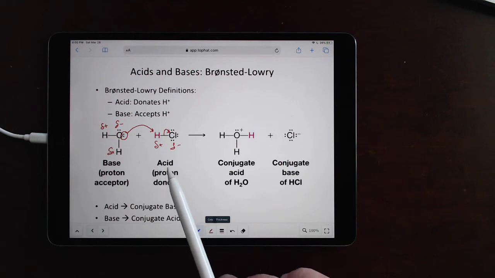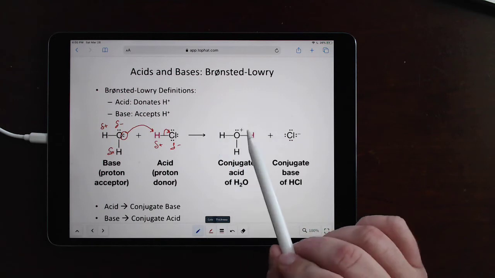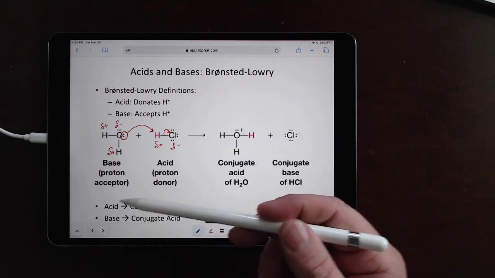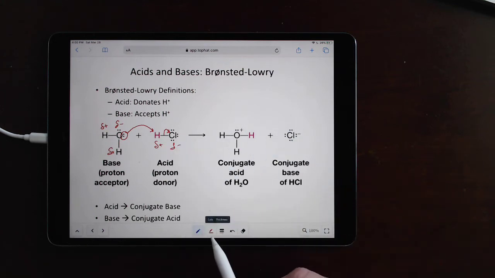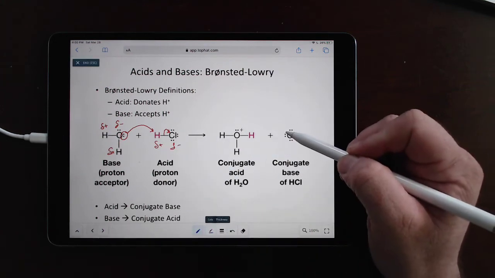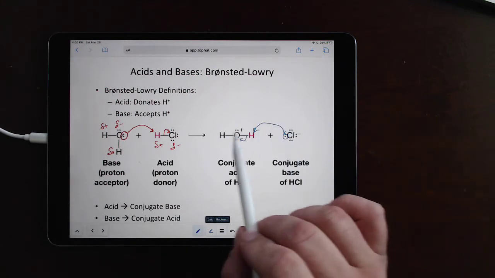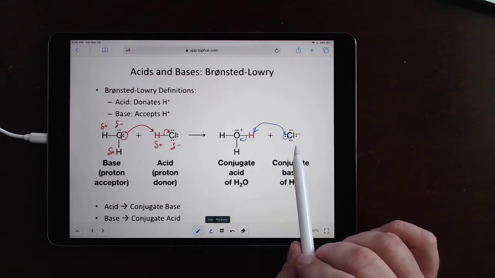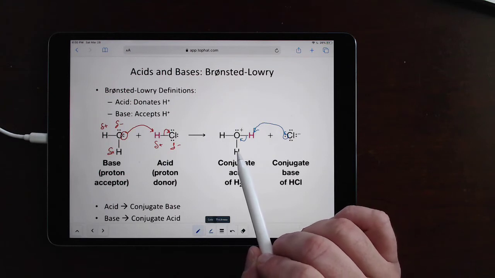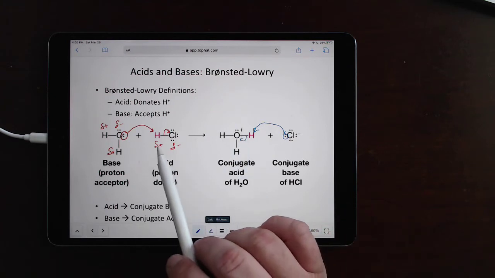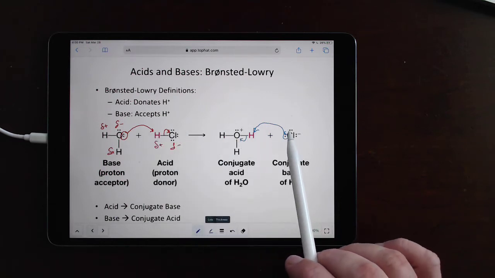Now, if we look at the product, what we have to imagine is the reaction going in reverse. Now this chlorine is coming in, and let me do this in blue, grabbing the hydrogen and pushing that back like that. So here, the chlorine is coming in and acting like a base, and this hydronium is acting like an acid.